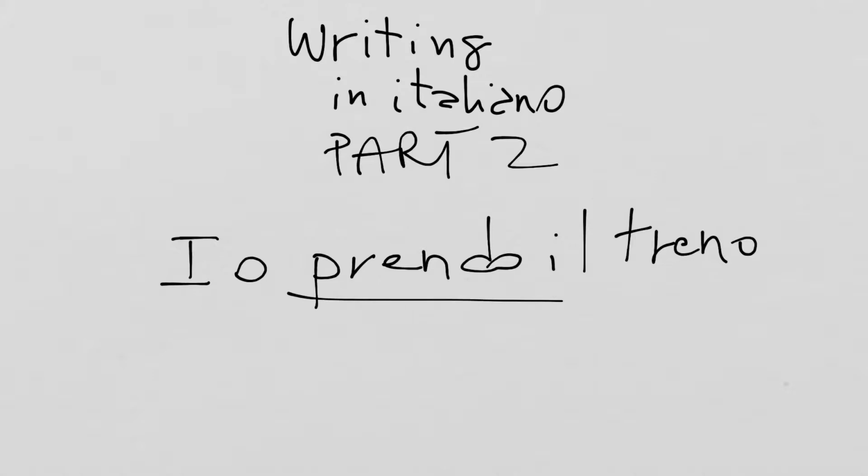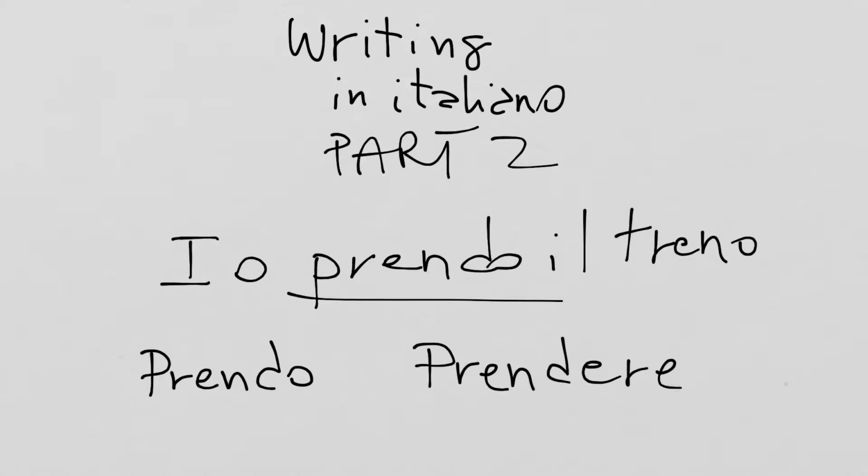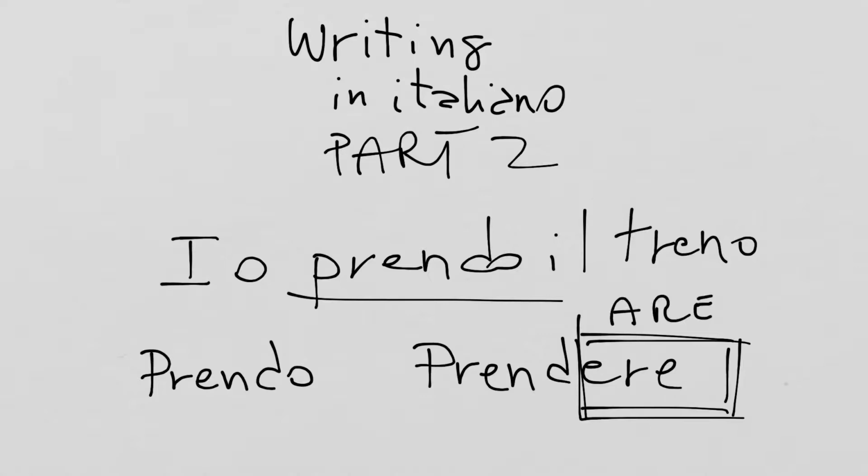Let's start with the analysis of prendo. Prendo comes from the infinitive of the verb prendere. Prendere is a verb of the second conjugation. It ends with ere in the infinitive. Again, a reminder, are is the ending for verbs of the first conjugation, and ire is the ending for verbs of the third conjugation. Very good.